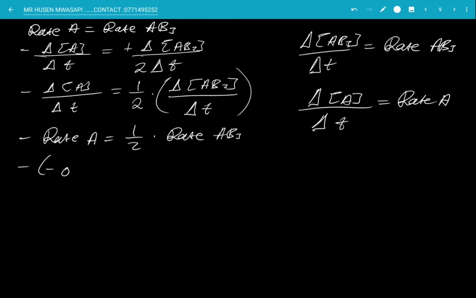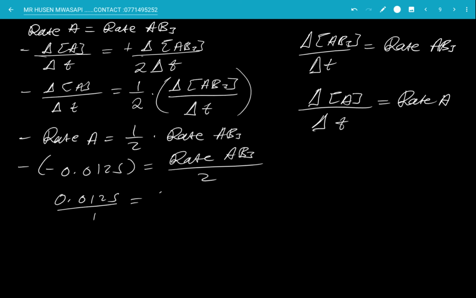We found our answer to be 0.0125 molarity per second, not the one in molarity per minute, is equal to rate AB3 over 2. So we can say over 1, because this will just be positive 0.0125 over 1 being equal to rate of AB3 over 2.